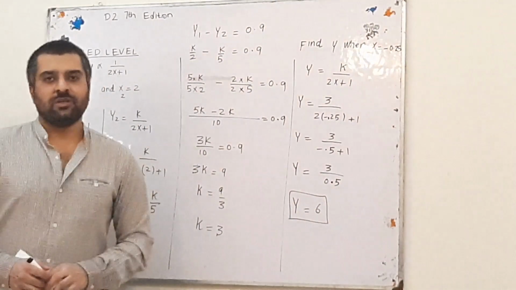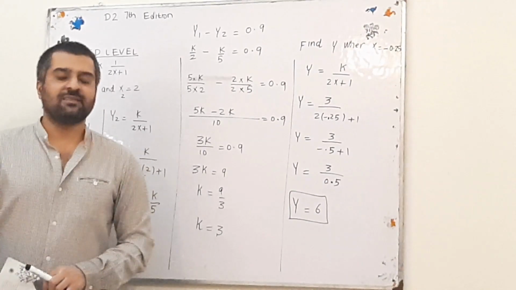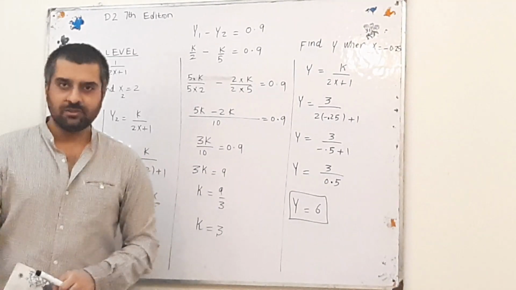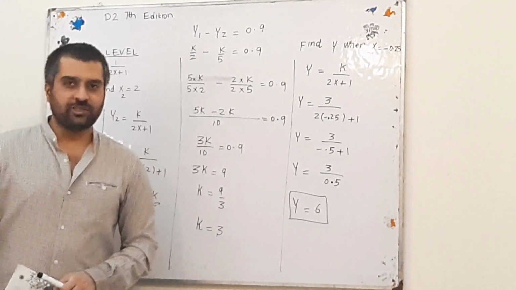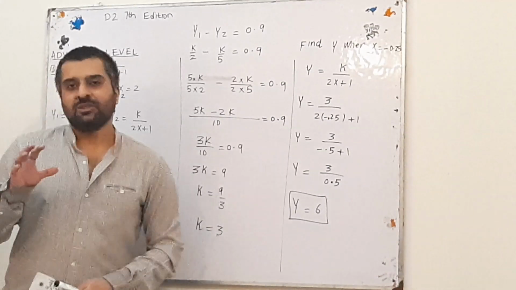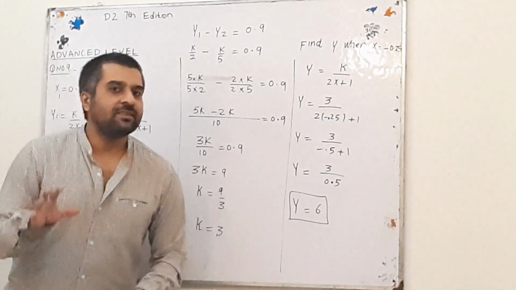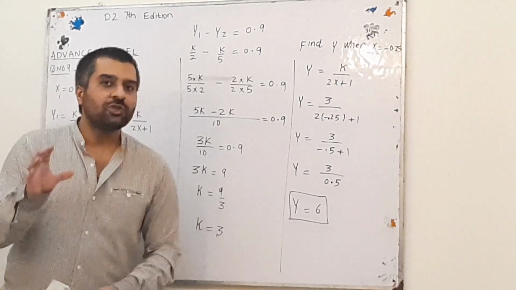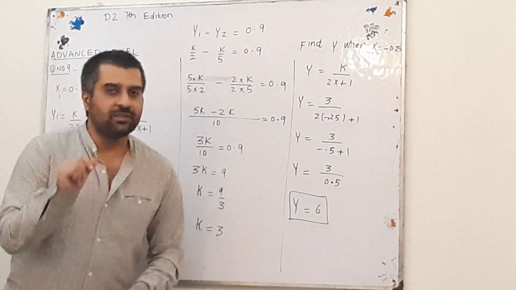This is a question from D2, 7th edition. Exercise 1D, and we are going to start the advanced level. The rest of the questions have been solved in the previous class. So, the question says that y is inversely proportional to 2x plus 1.